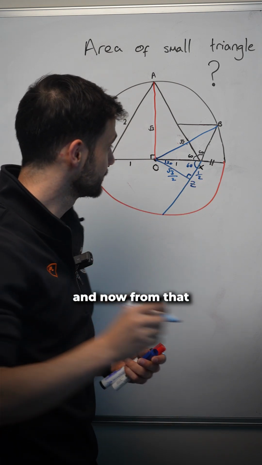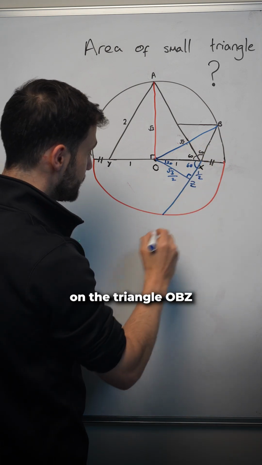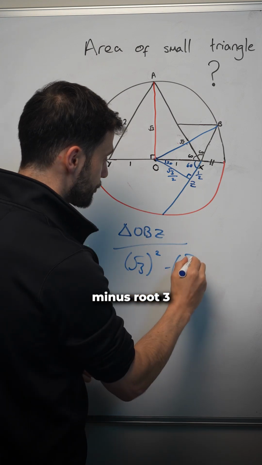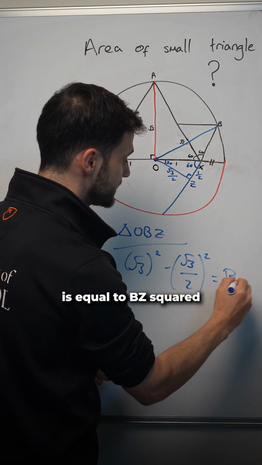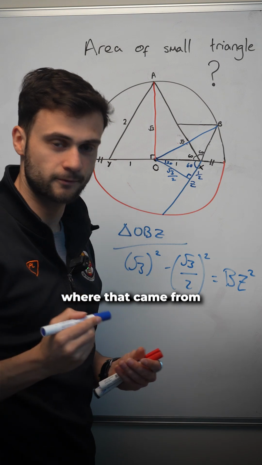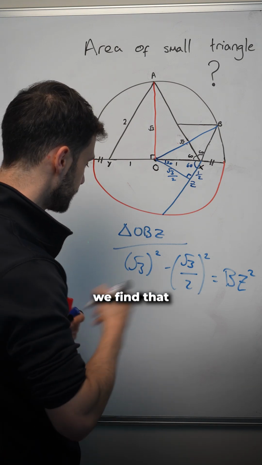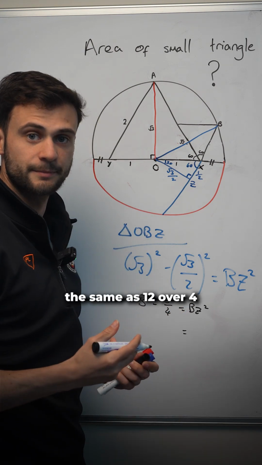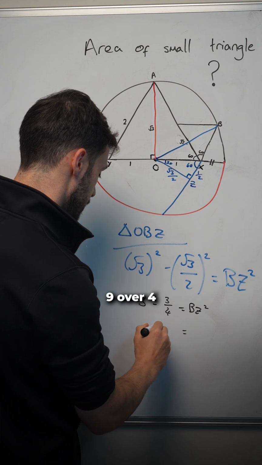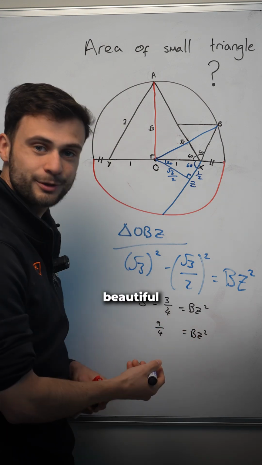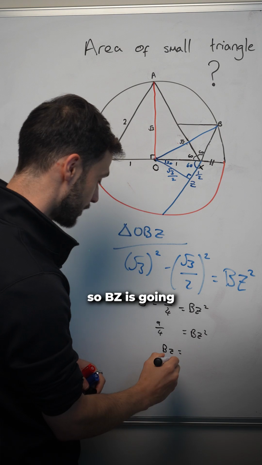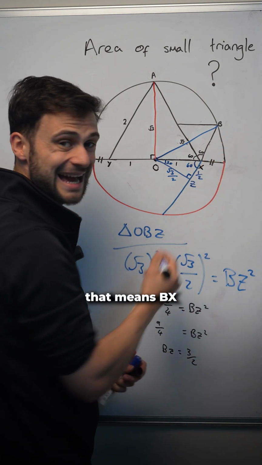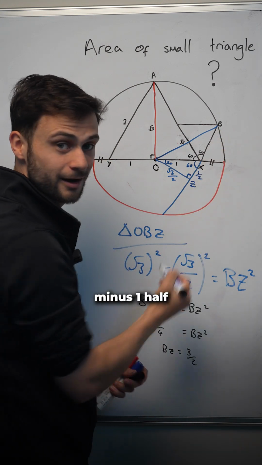And now from that, we can use Pythagoras' theorem on the triangle OBZ. You know the hypotenuse is √3, so it's going to be √3 squared minus √3 over 2 squared is equal to BZ squared. Let's just take a moment to see where that came from. And then as we go ahead and solve this, we find that it's going to be 3 minus 3 over 4 is equal to BZ squared. So 3, that's the same as 12 over 4. So that's going to be 9 over 4 is equal to BZ squared. Beautiful, both square numbers here. So BZ is going to equal 3 over 2 or 1.5. And because BZ is 3 over 2, that means BX is going to be 3 over 2 minus 1/2. It's just going to be 1.